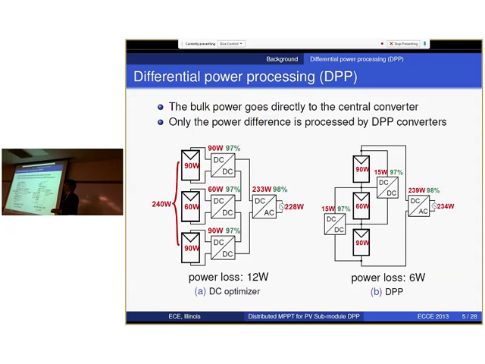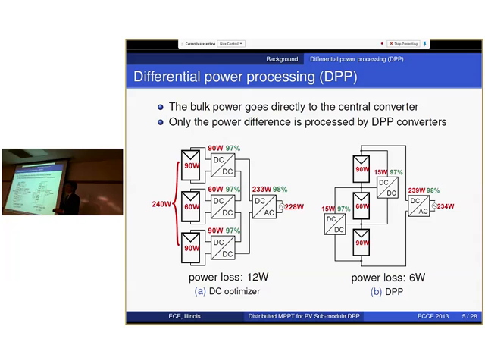So even if you have a highly efficient DC to DC converter, because you are processing more power, the overall power losses can still be significant. And the question is, is there any way we can overcome this limitation and do better? The answer is differential power processing, which is shown here. In this configuration, DC to DC converters are actually connected in parallel with the PV string, and they are typically configured as bidirectional buck-boost converters.